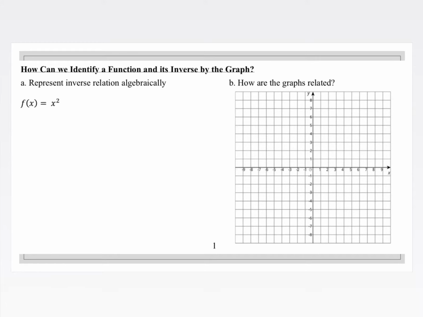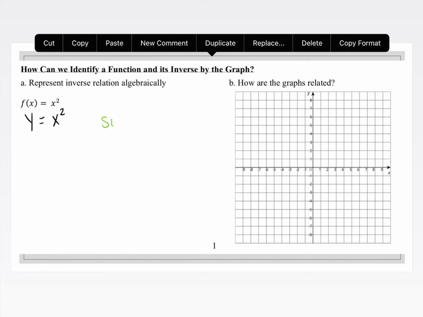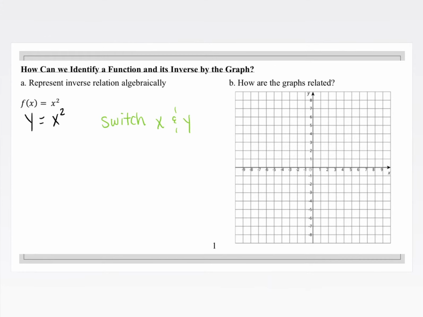First, we're going to represent the inverse relation algebraically. So in this example here, we have f of x equals x squared. Now, I'm first going to rewrite this as y equals x squared. We know that f of x and y are interchangeable. Now, as we learned in part 1, we're going to switch x and y. So this will give us x equals y squared.